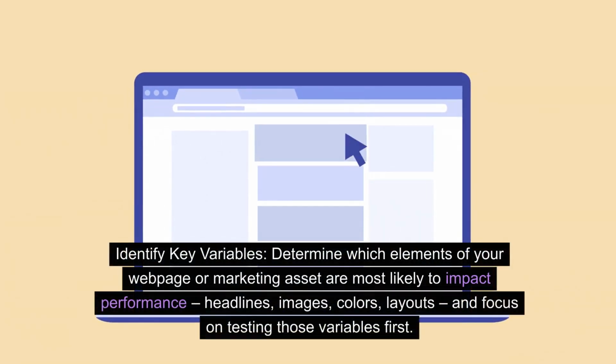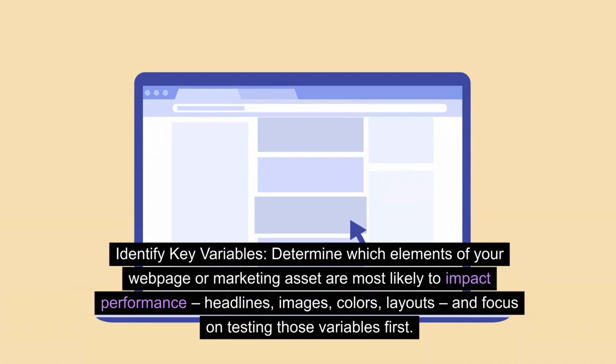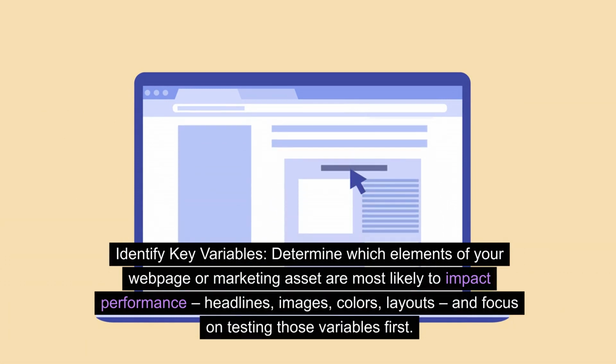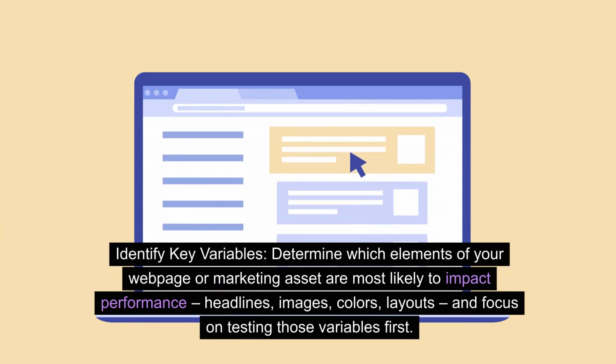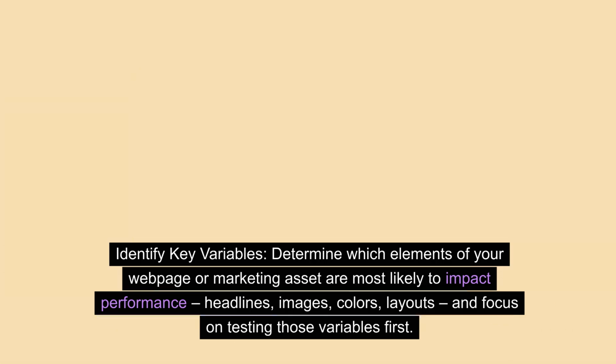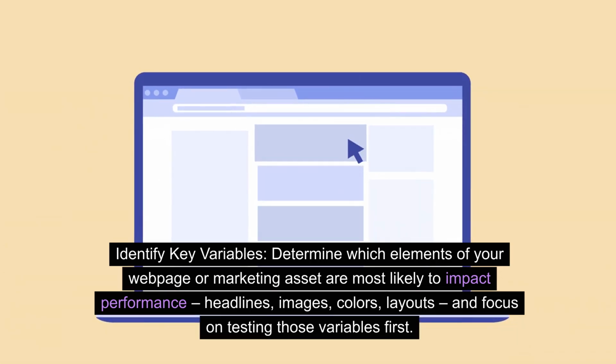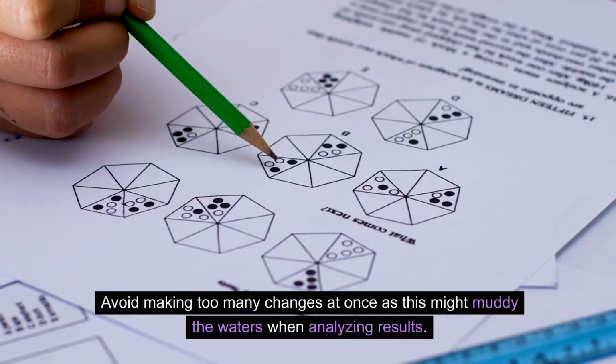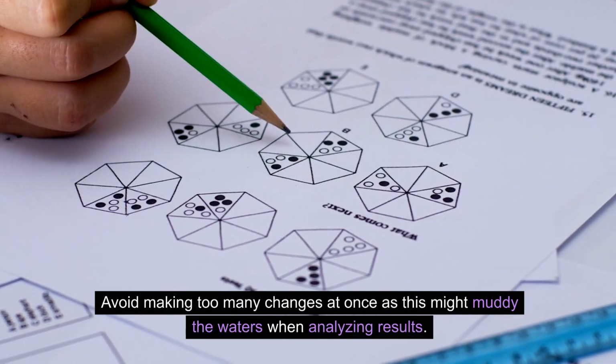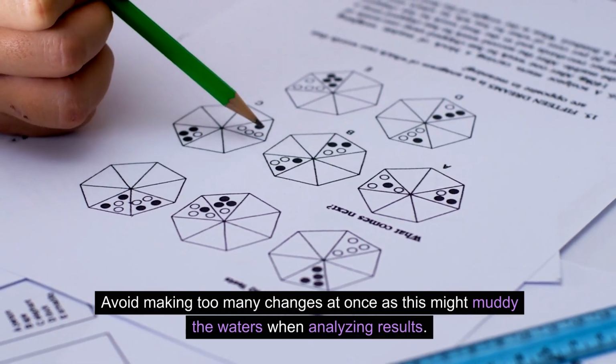Identify key variables. Determine which elements of your web page or marketing asset are most likely to impact performance: headlines, images, colors, layouts, and focus on testing those variables first. Avoid making too many changes at once, as this might muddy the waters when analyzing results.